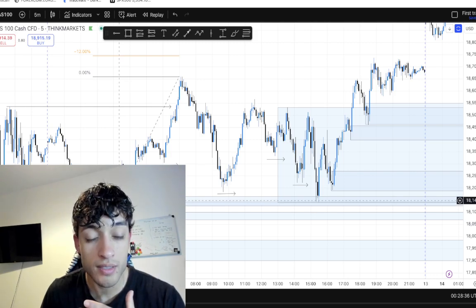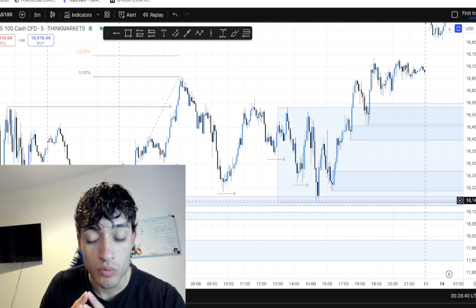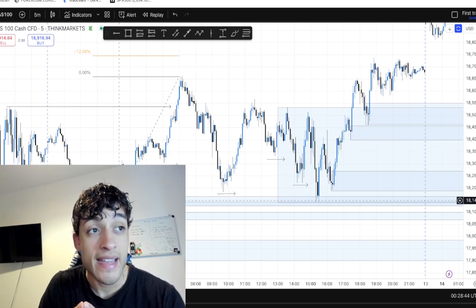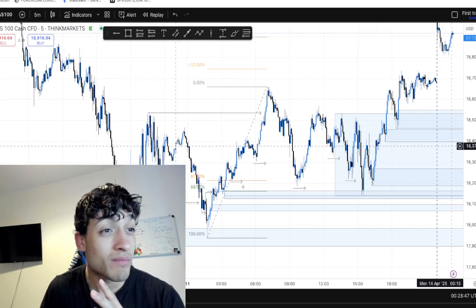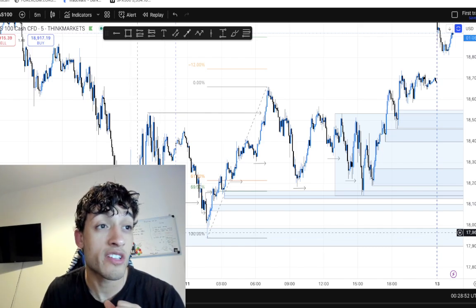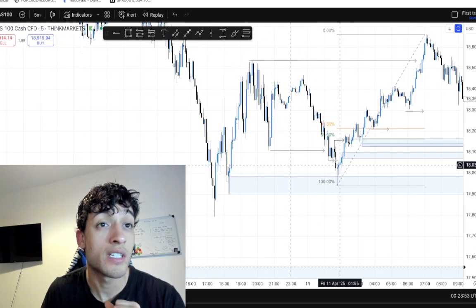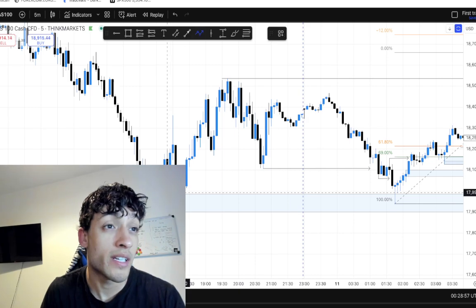Order blocks, like I said to you guys, everything is fractal, right? Everything is repeating itself over and over again. If you look at it, there's an order block over here. Price comes into the order block, which is also a manipulation, because this price over here manipulated this to this double top.